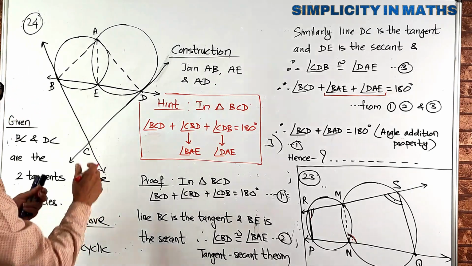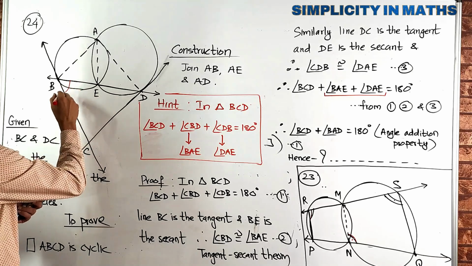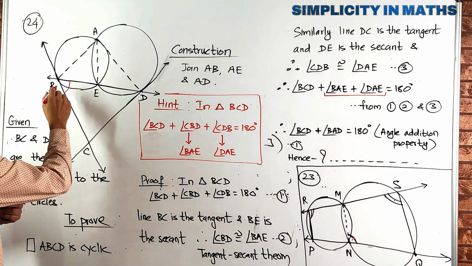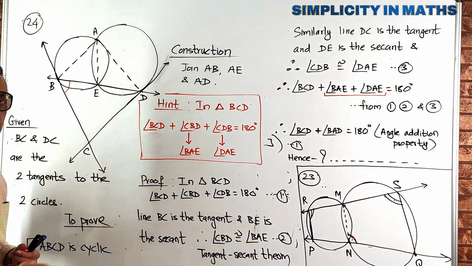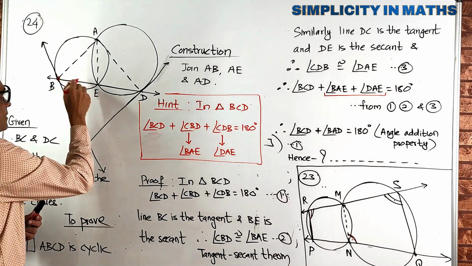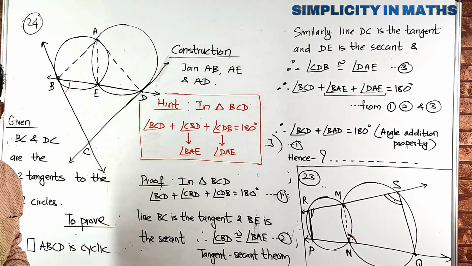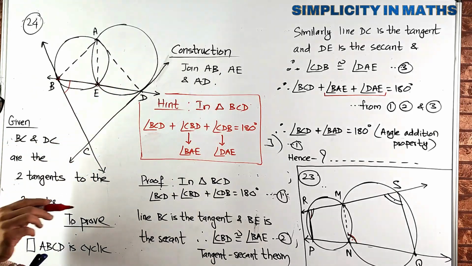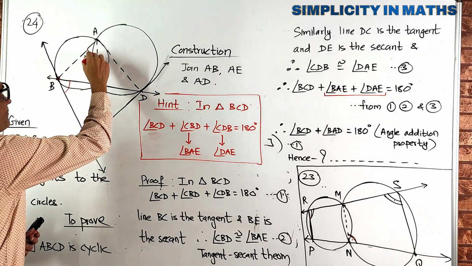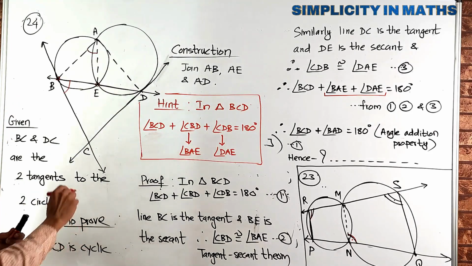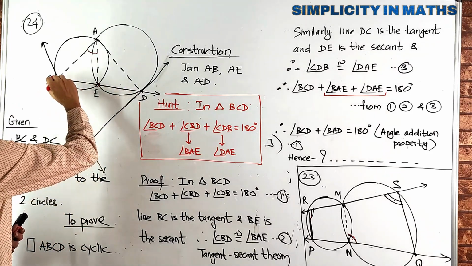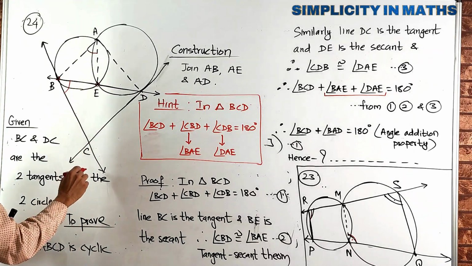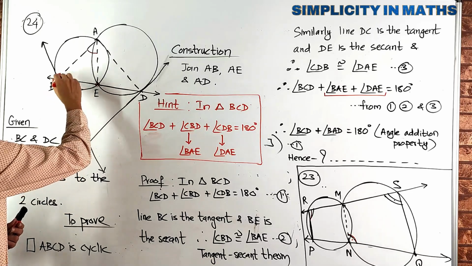The angle formed by the tangent and secant, this angle, is congruent to some other angle. Which angle? This secant BE, the chord, look at its end points. Join these end points to another point, and the angle which is formed is angle BAE. So the angle formed by the tangent and secant is congruent to this angle formed by that chord. So angle CBE is congruent to angle BAE.